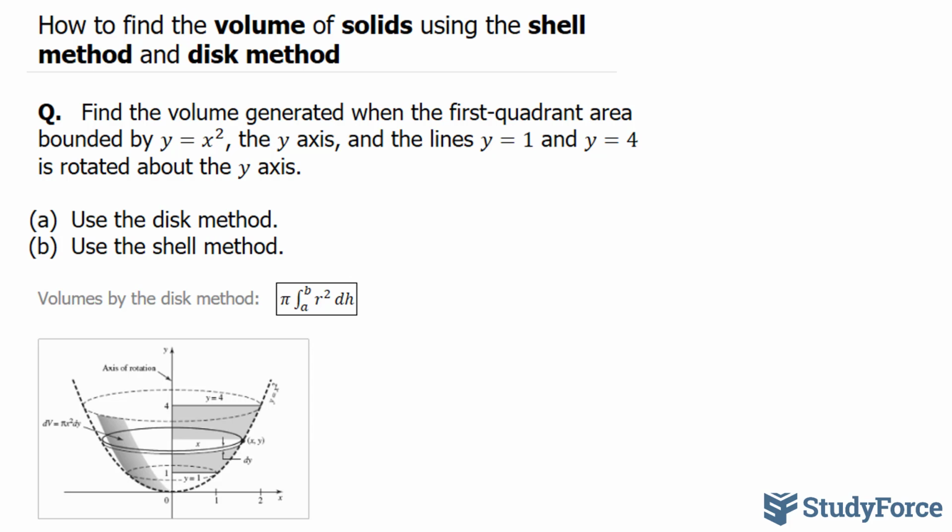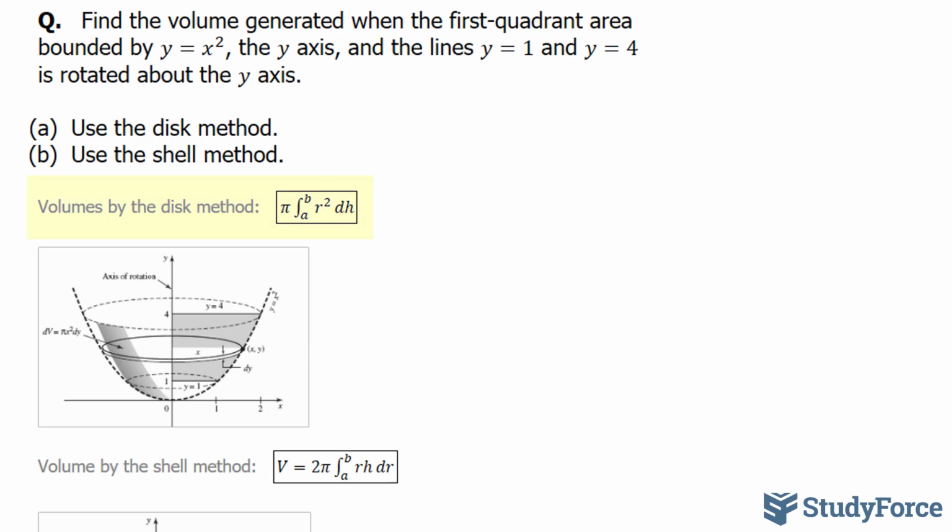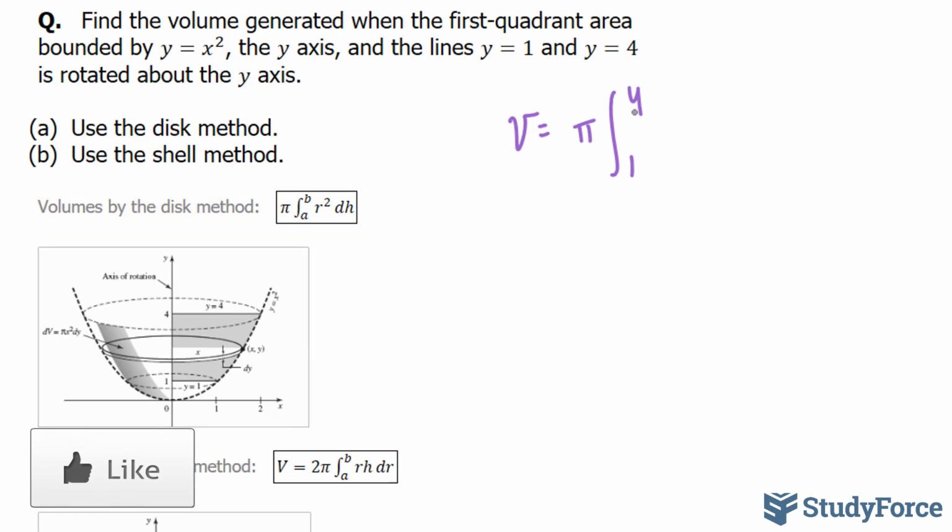I'll start off with part A, which is the disk method, and that uses the following formula where volume is equal to pi times the integral between a and b, the radius to the power of 2 dh. Using this formula, let's set up our question by saying v is equal to pi, and our bounds are 1 and 4. Our radius will be the function itself.